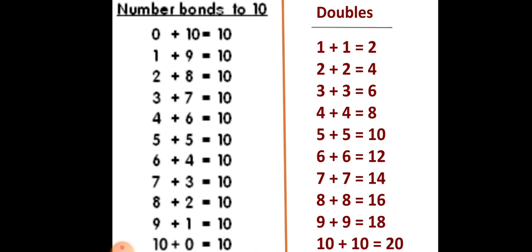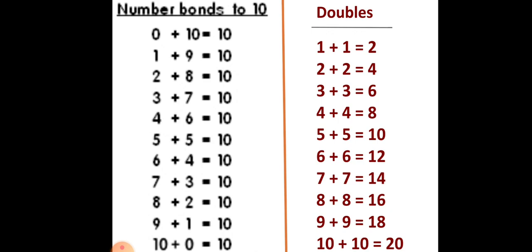Now, the first one, that is a number bond to 10, means the total number 10. When you get the total number 10, when you add 0 plus 10 will give you 10, 1 plus 9 will give you 10. These are all different combinations. 2 plus 8 will give you 10, 3 plus 7 will give you 10, 4 plus 6 will give you 10, 5 plus 5 will give you 10, 6 plus 4 will give you 10, 7 plus 3 will give you 10, 8 plus 2 will give you 10, 9 plus 1 is equal to 10, and of course once again 10 plus 0 is 10 and 0 plus 10 is 10.